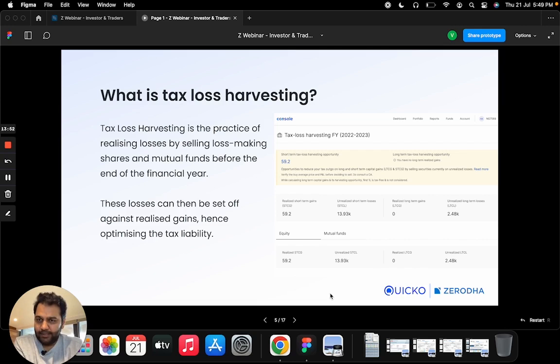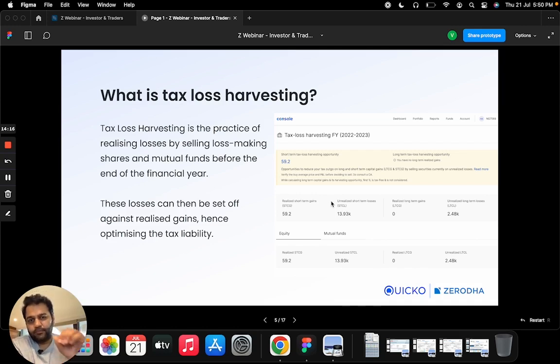Tax loss harvesting is essentially the practice of realizing losses by selling loss-making shares or mutual funds before the end of the financial year. These losses can then be set off against realized gains, hence optimizing the tax liability, right? Essentially, I think the best way to talk about it is looking at these Zerodha Console screenshots and walking you through the example, right?